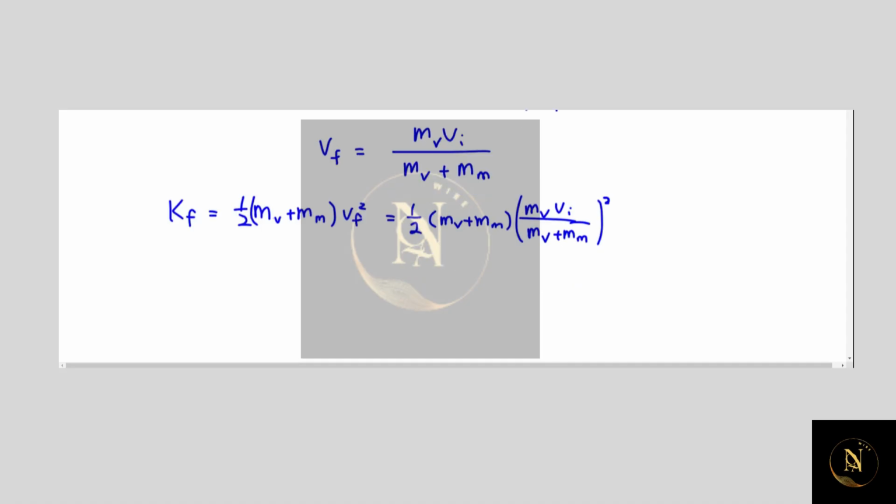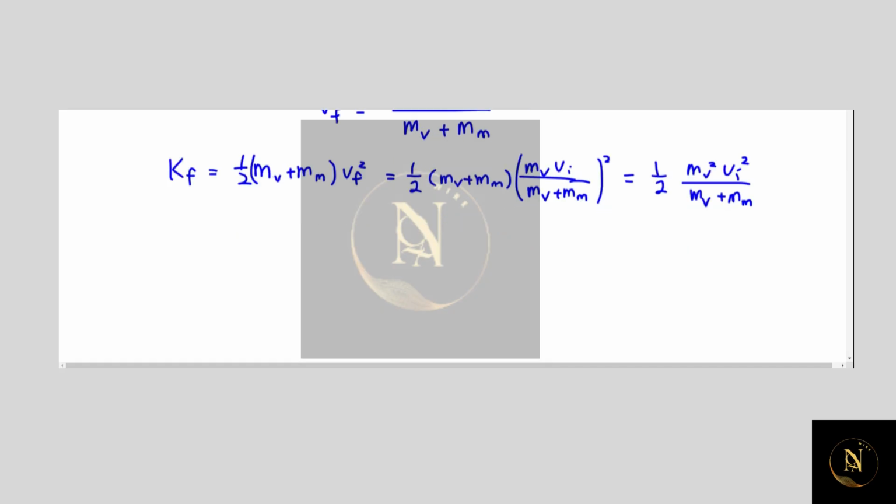You substitute and simplify, and you get half m_v squared v_i squared divided by m_v plus m_m. Then the difference in kinetic energy, the magnitude, is kinetic initial minus kinetic final. Because there is a loss, K_i will be bigger than K_f, so by taking this difference we get a positive number.